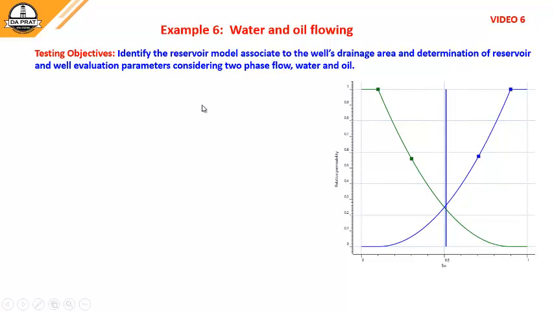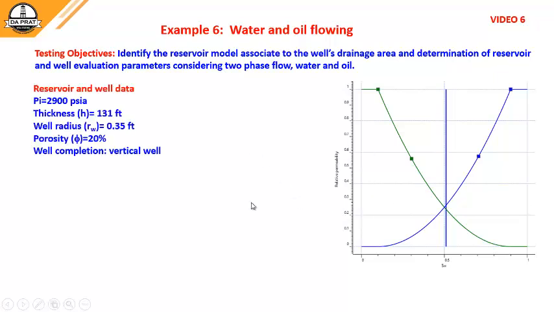In this case, the objective is to identify the reservoir model associated to the well's drainage area and determine reservoir and well evaluation parameters considering two-phase flow, water and oil. Actually, here you will see a PVT, so we have to use this concept of mobility, and we have to deal with relative permeabilities of oil and water, as we will see later on.